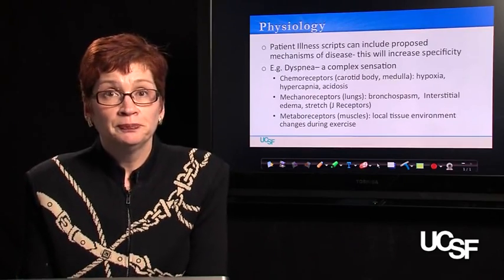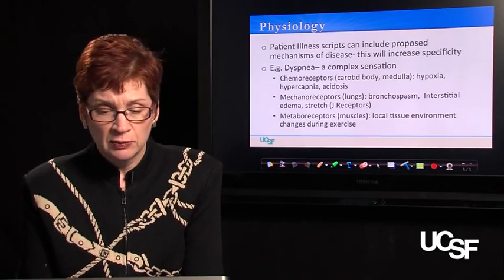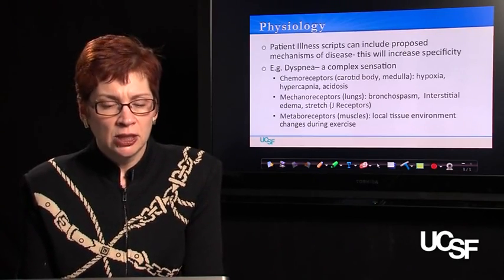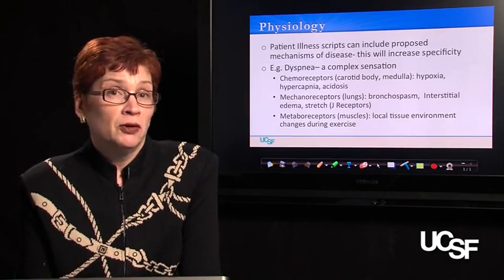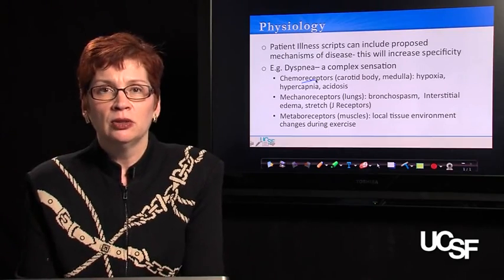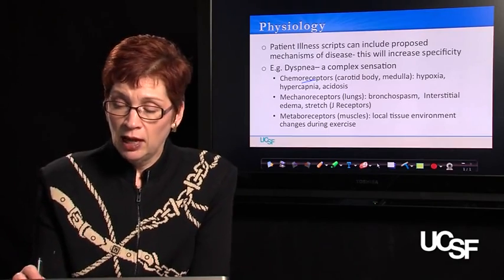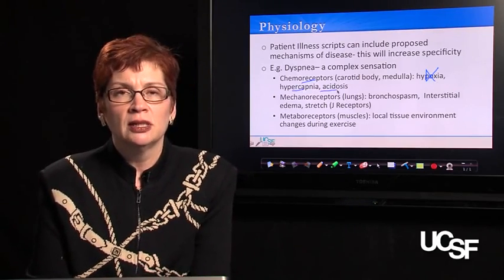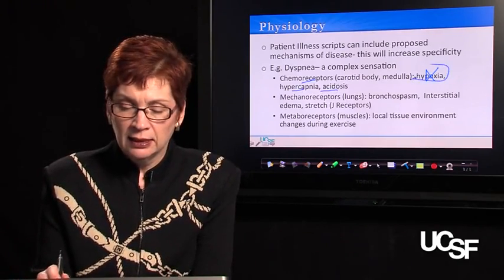So, quick physiology review. As we talked about, patient illness script can include proposed mechanisms of disease to increase specificity. And let's look at dyspnea. And remember that dyspnea is a very complex sensation. It's manifested and modulated through 3 different, at least, types of receptors. Chemoreceptors in the carotid body or in the medulla that respond to hypoxia, hypercapnia, and acidosis. So hypoxia doesn't appear to be present in our patient. We don't know about hypercapnia or acidosis until we look at her labs. But clearly this is not the case.